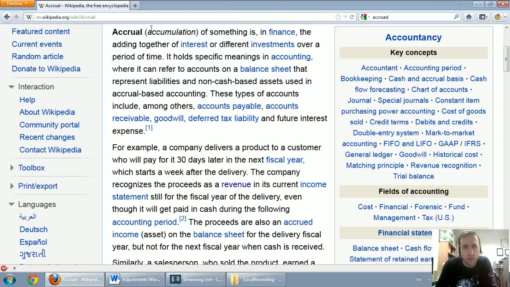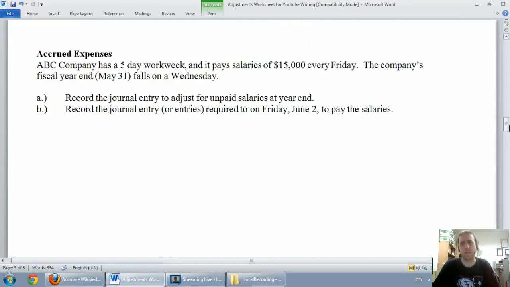Where it can refer to accounts on a balance sheet that represent liabilities and non-cash based assets used in accrual-based accounting. These types of accounts include, among others, accounts payable, accounts receivable, goodwill, deferred tax liability, and future income tax expense. It goes on and talks about some examples, but even after reading that great Wikipedia explanation, I'm still a little bit baffled. And so, when I read textbook definitions and things like that, I'm never satisfied. So I'm going to give you a very baseline definition in my own words.